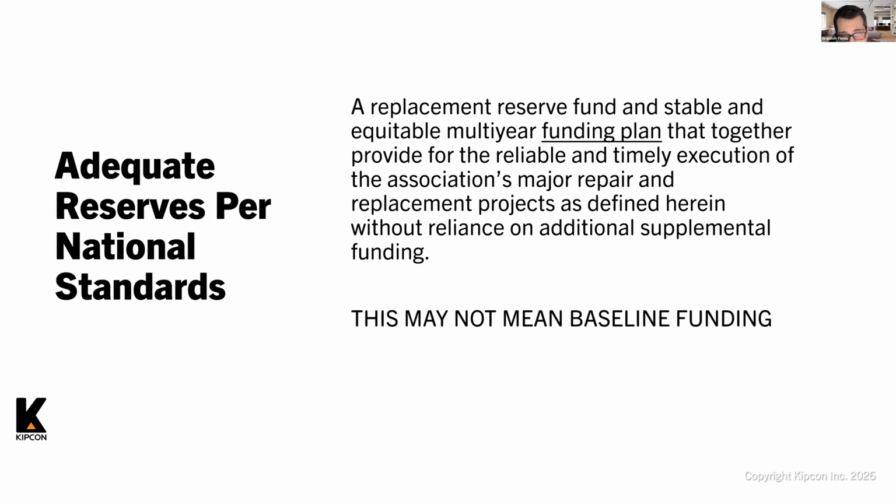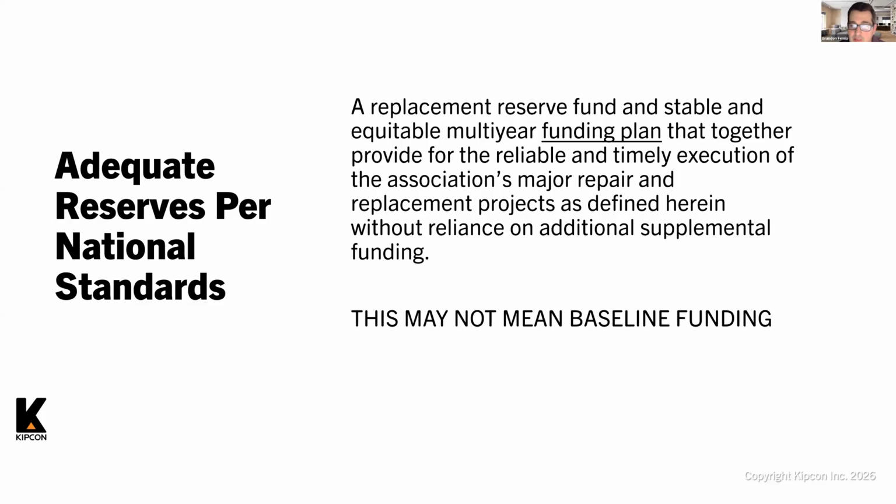As far as the national standards for CAI, adequacy, which we talked about earlier, is the main basis of this webinar. Based on the national standards, a replacement reserve funding plan is a stable and equitable multi-year funding plan that together provides for the reliable and timely execution of the association's major repair and replacement projects as defined herein, without reliance on additional supplemental funding. That's what I talked about earlier: you want a funding plan that doesn't require an assessment. And that's what it breaks down to.